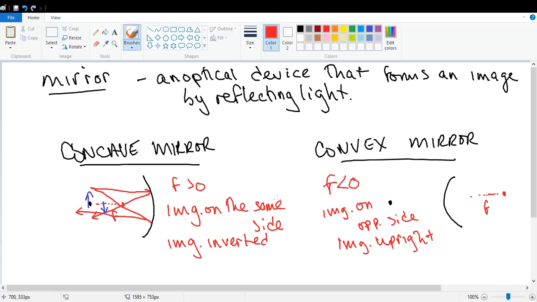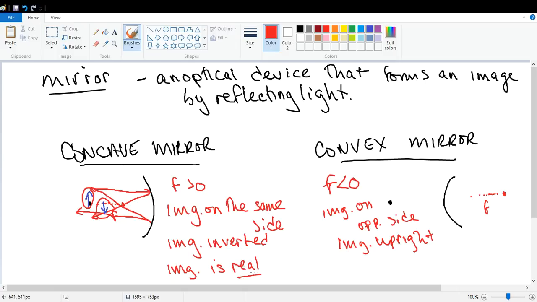Also, we need to consider, is the image real or is the image virtual? So remember that an image is real if there are beams of light shining on the image, which is actually the case for a concave mirror. See, the object is here, so the image is here. There are beams of light that are actually shining on the image because it's on the same side as the object. So the image for a concave mirror is real.